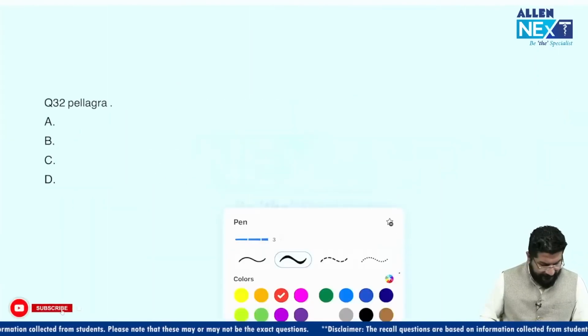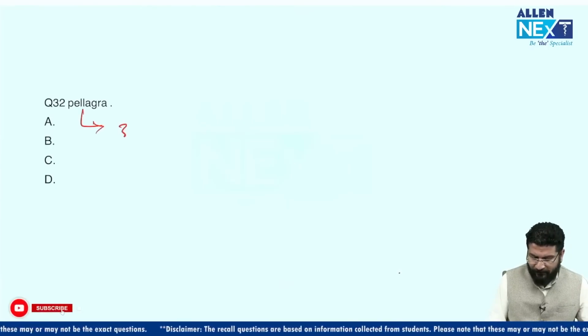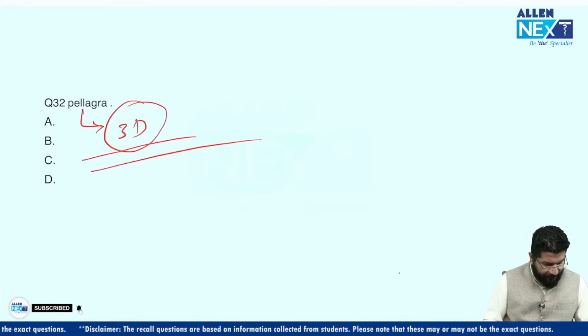Okay, pellagra, an easy one. Again, an easy question on pellagra. There was a question like 3D: diarrhea, dementia, dermatitis, and sometimes they give 4D, that is death. So an easy question came in the exam, a biochemistry overlap.